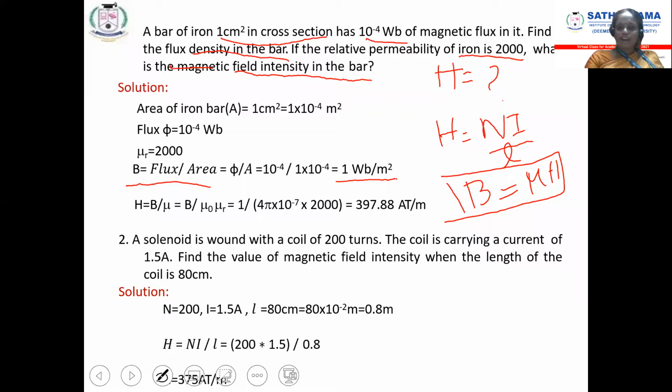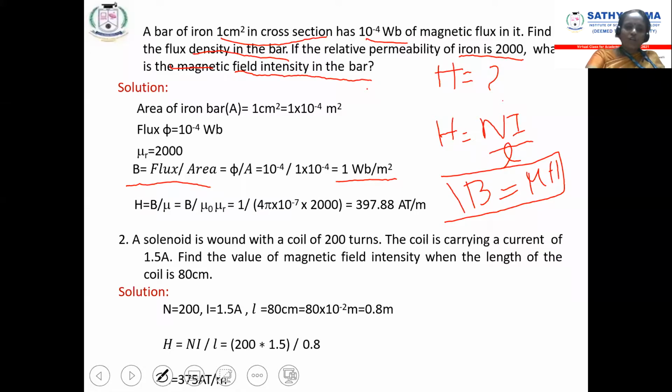Okay. So I find out B. I hope you all have found the B value. Find out the B value, ma. Yeah, thank you. Thank you, Rashmita. One we have found out.